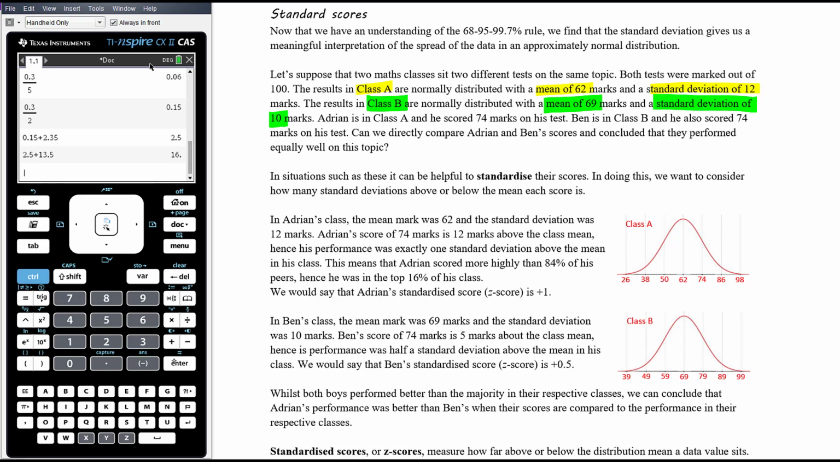Okay, so we don't have an exact percentage for that. Whereas here we could say that meant he's in the top 16% in the 68, 95, 99.7% rule.